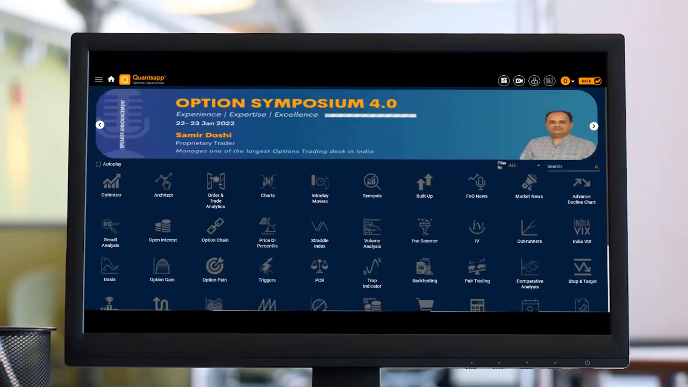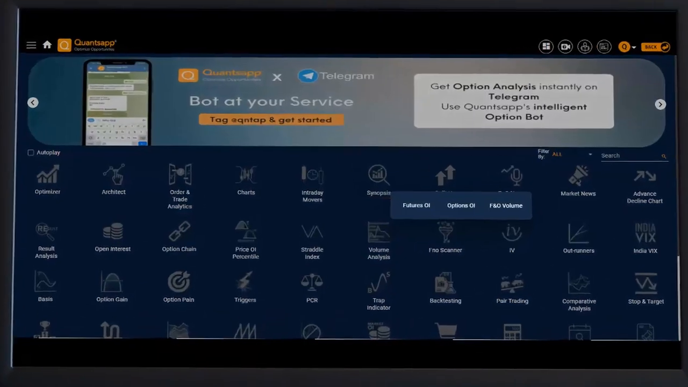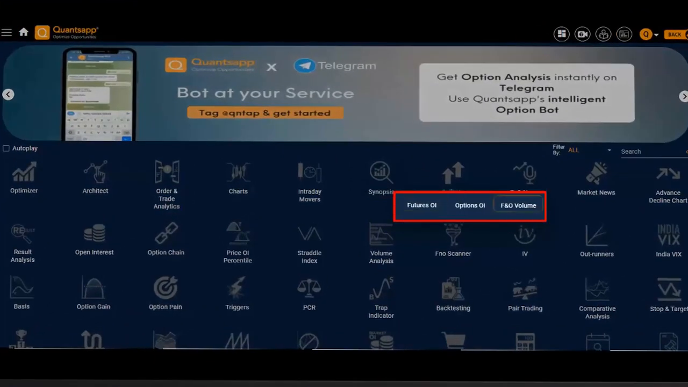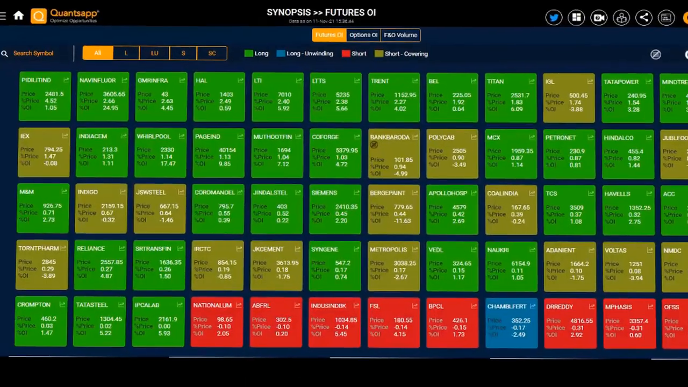So in this video we are going to discuss the Synopsys tool in our application. There are three different panels which will pop out: futures OI and options OI. So first things first.